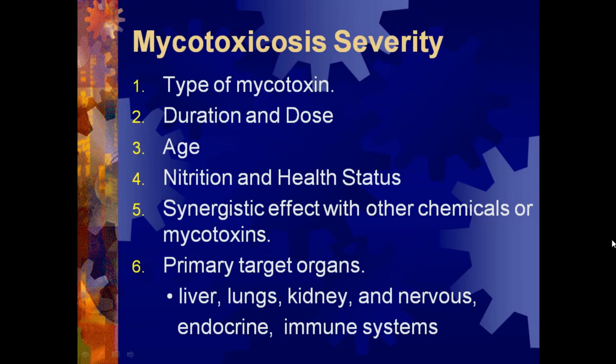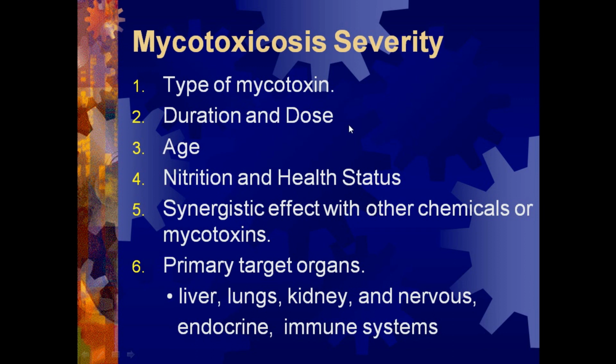The mycotoxicosis severity can be due to the type of mycotoxins. For example, aflatoxin is more severe compared with other mycotoxins. And among the aflatoxins, aflatoxin B1 is the most severe type. It can cause extensive damage in the liver, kidney, and also lymphoid organs.